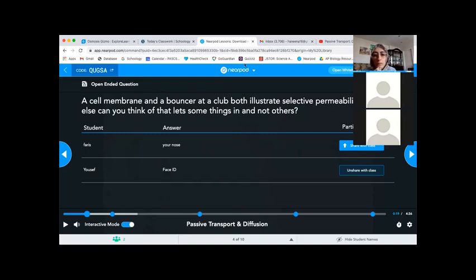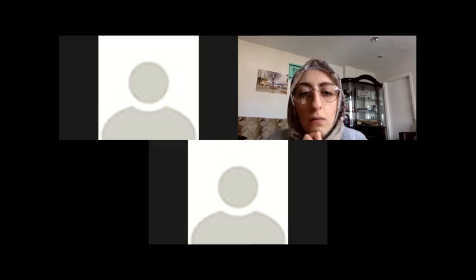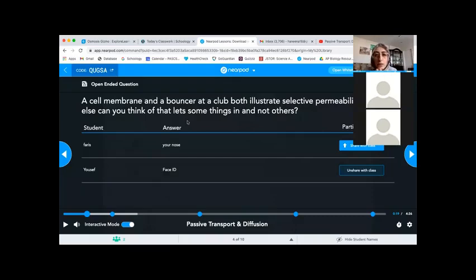I put Face ID because when it recognizes the owner of the phone, then it'll unlock. Okay. Yes, very, very good. Okay, so let's move on.